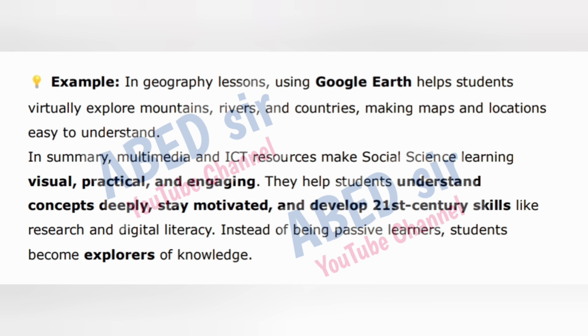Example, in geography lessons, using Google Earth helps students virtually explore mountains, rivers, and countries, making maps and locations easy to understand. In summary, multimedia and ICT resources make social science learning visual, practical, and engaging. They help students understand concepts deeply, stay motivated, and develop 21st century skills like research and digital literacy. Instead of being passive learners, students become explorers of knowledge.